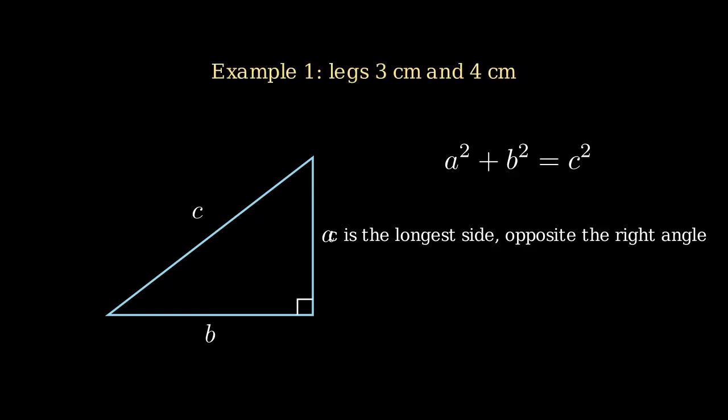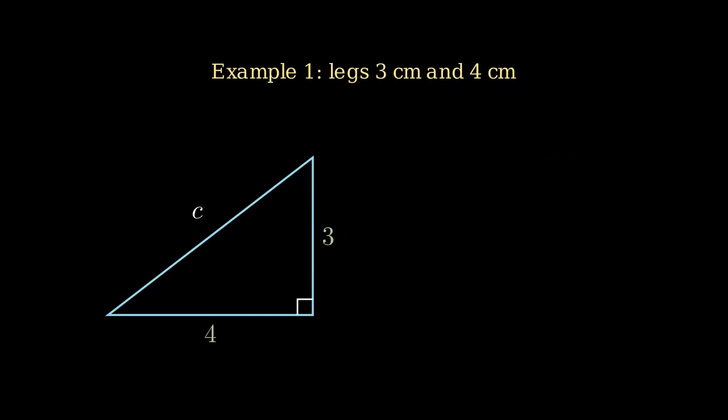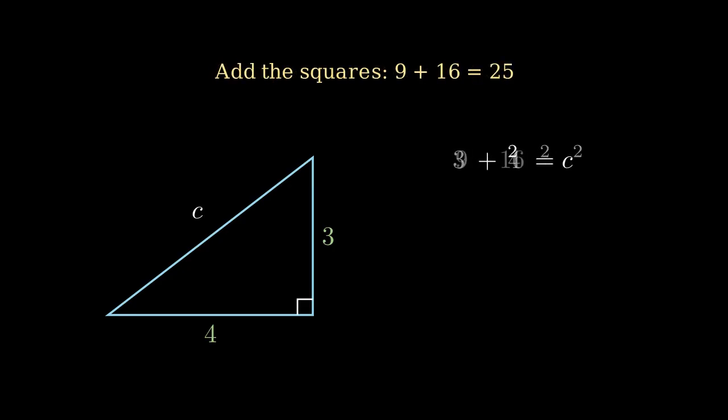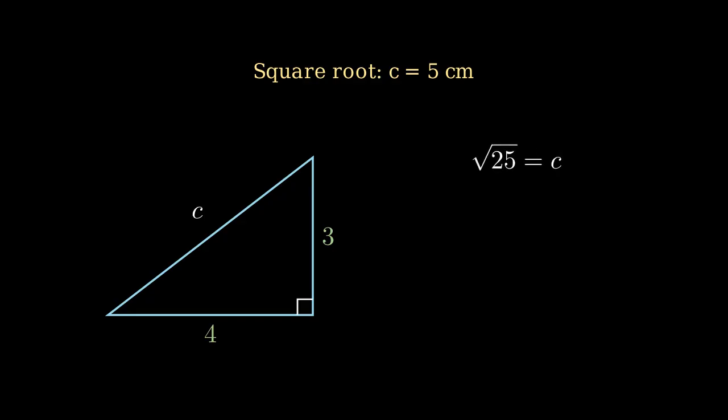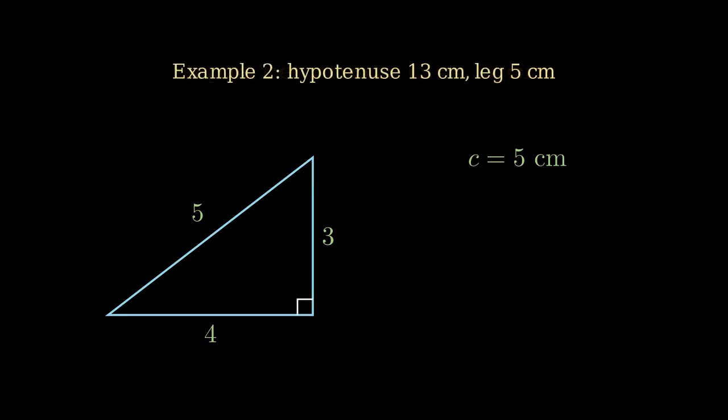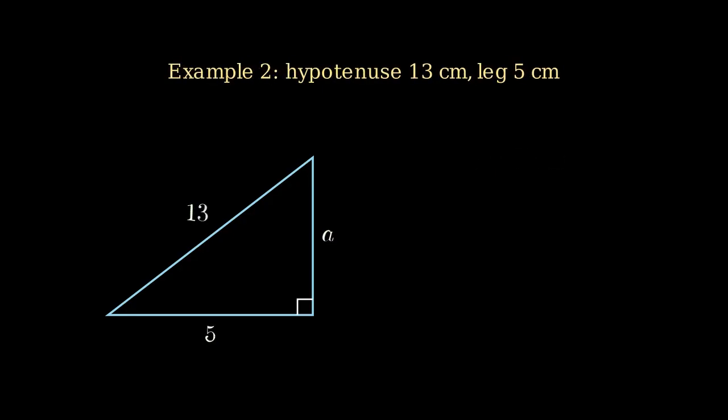Let's try worked example 1. We have a right-angled triangle with legs of 3 centimeters and 4 centimeters, and we need to find the hypotenuse. Since we're finding the hypotenuse, we add the squares of the two legs. That gives us 3 squared plus 4 squared equals 9 plus 16 equals 25. Now we take the square root of both sides. The square root of 25 is 5, so c equals 5 centimeters.